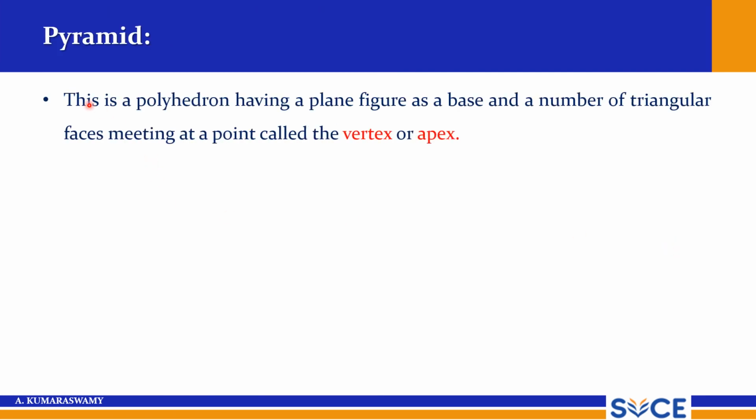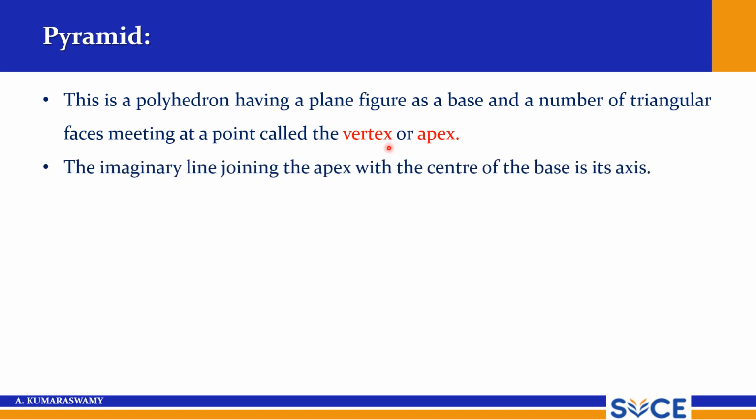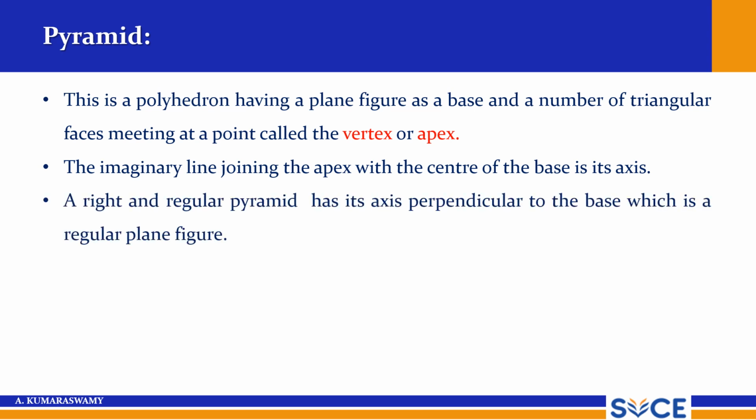Pyramid: this is a polyhedron having a plane figure as a base and a number of triangular faces meeting at a point called the vertex or apex. So it has an apex or vertex, and the imaginary line joining the apex with the center of the base is its axis. So it is an imaginary line that connects the center of the base as well as its vertex through the center of gravity.